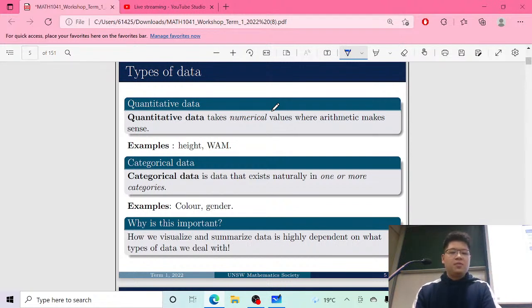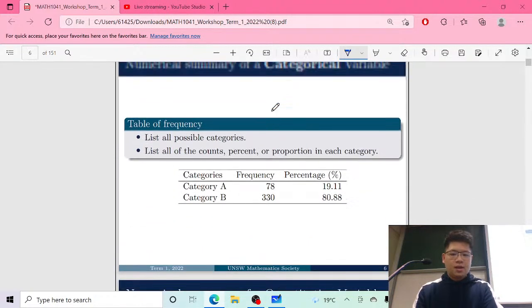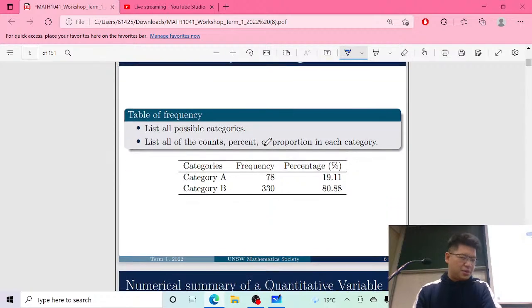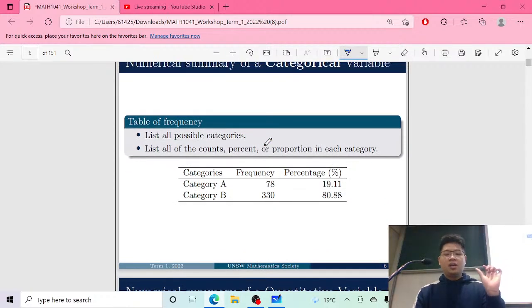The reason why it's important to be able to distinguish between these two is because when you are visualizing and summarizing data, it's highly dependent on the type of data that you have, so quantitative or categorical. So let's quickly take a look at a numerical summary of a categorical variable. This is a table of frequency. I think this one is pretty straightforward. You're just counting the number of instances each one takes place. So for example, category A right here.